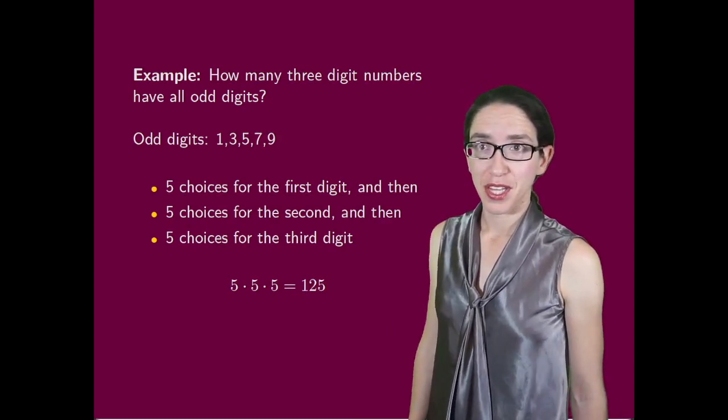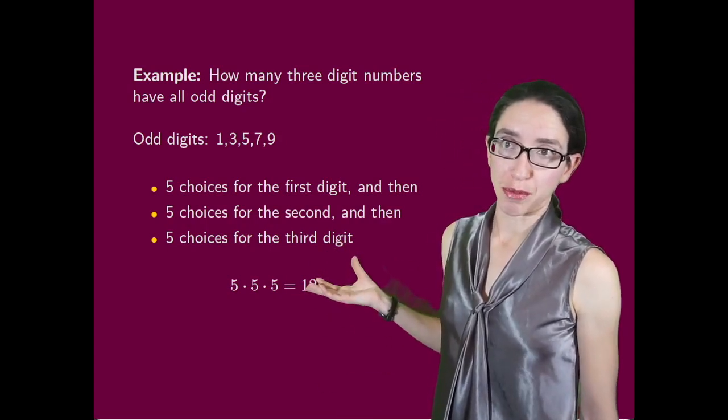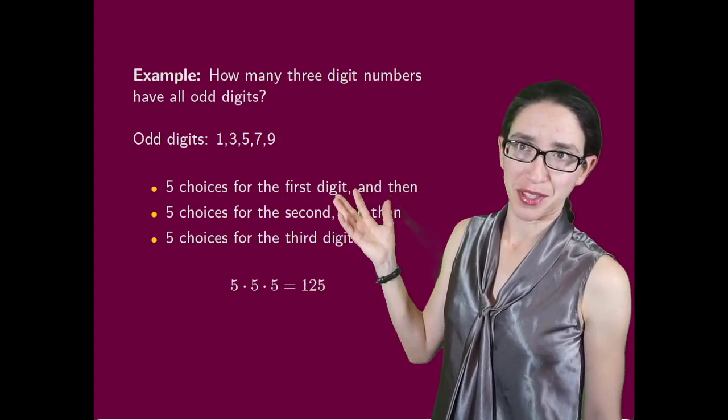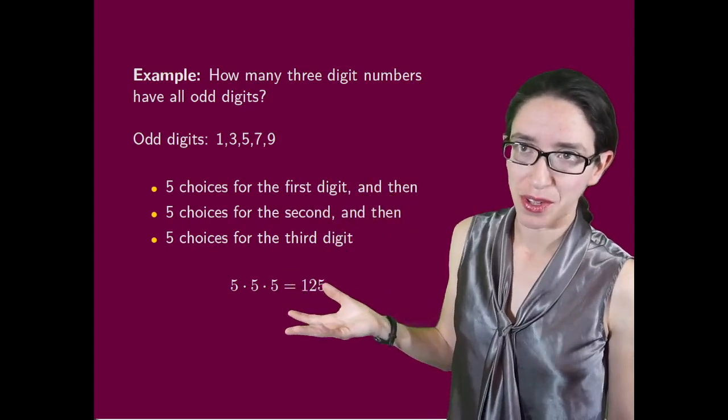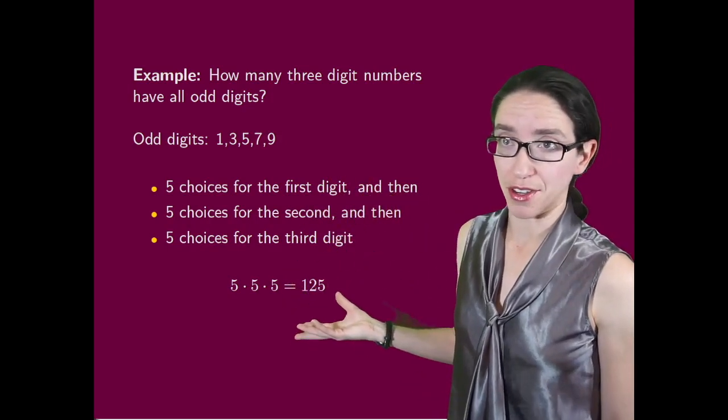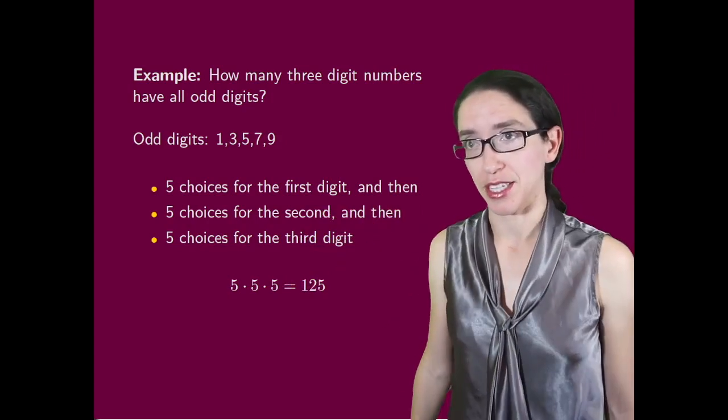And that's not easy to count with the subtraction principle. We can't just sort of subtract the ones that have an even digit. That's actually harder to count. Not good for the addition principle either. The multiplication principle really was essential for this problem.